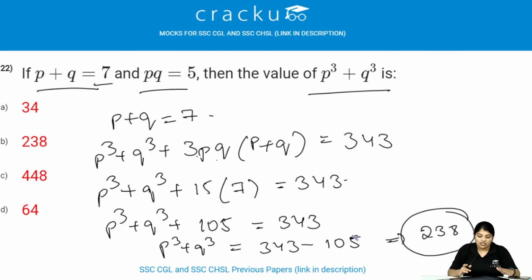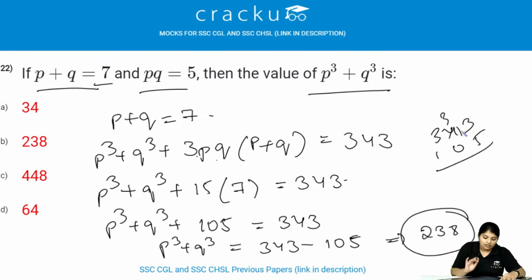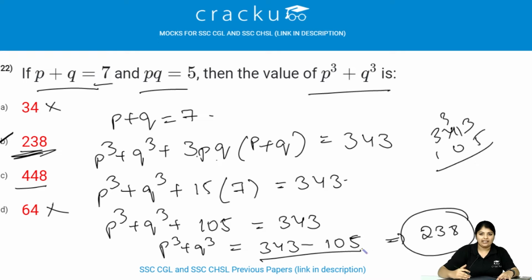We need to do subtraction. Again 343, 105, 3 minus 5 we don't know, 4, 3. These are all small things. We can't do it in the examination. Just see one thing. 343 minus 105 will obviously not be 34, not 64 and not 448. Why? Because it is not 343 plus 105, it is 343 minus 105. So, it will obviously be 238. Just use small common sense, we can answer this without any calculation. Okay.